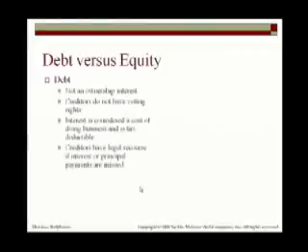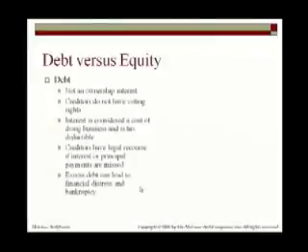Interest is considered a cost of doing business, and therefore it's tax deductible. Creditors have legal recourse if the interest and principal payments are missed. So debt is not something that the management or stockholders of the company have an option to just ignore. They have to be paid. Debt holders have to be paid.